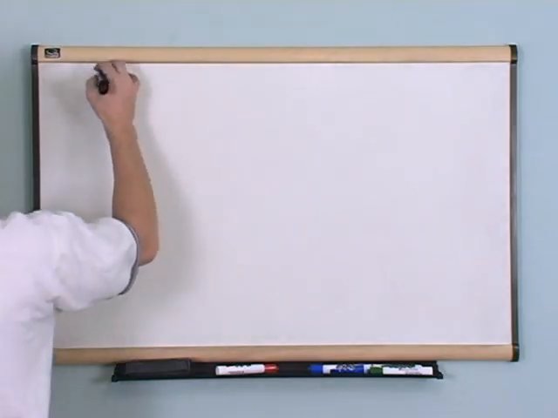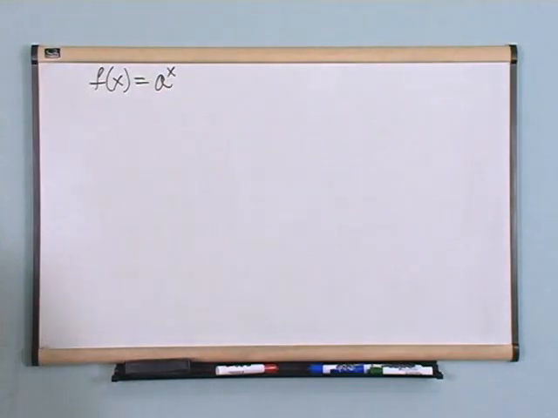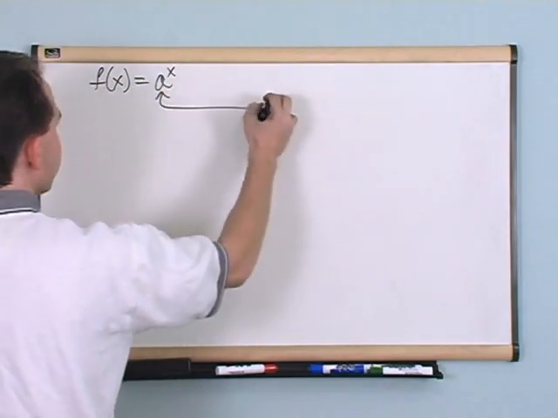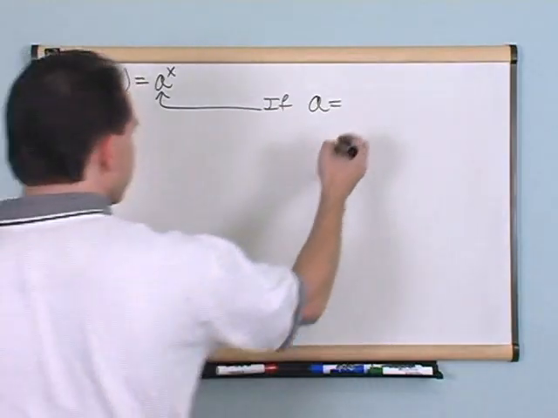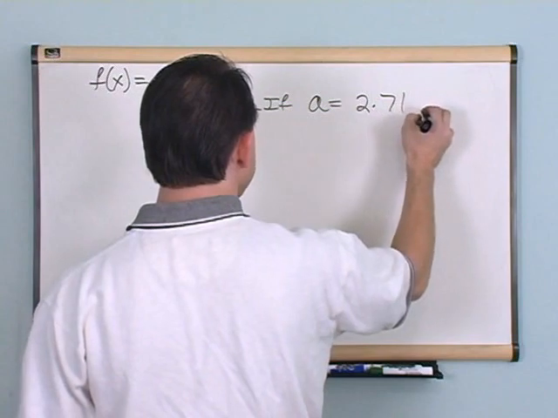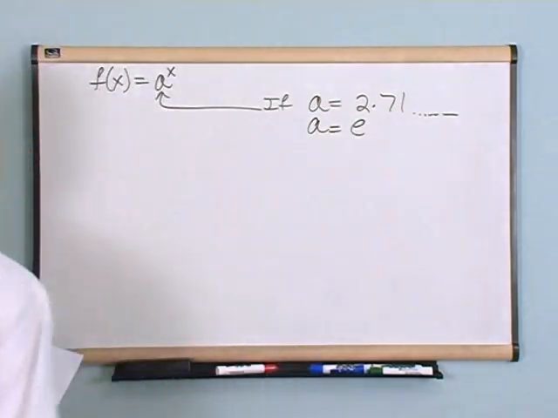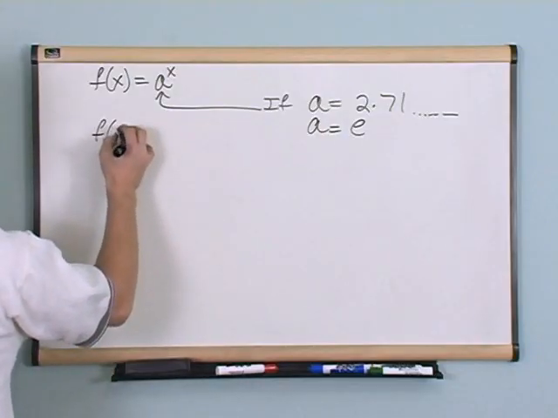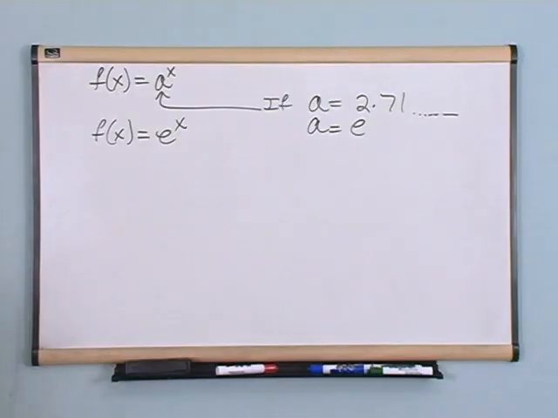Finally, the final thing I want to do here is point out a very special case of exponential functions. Recall that we've been talking about f of x equals a to the power of x. Now, if a equals a very special number, which is roughly 2.71 dot dot dot, then we say a is equal to what we call e, and then f of x is just going to be equal to e to the x. Okay?